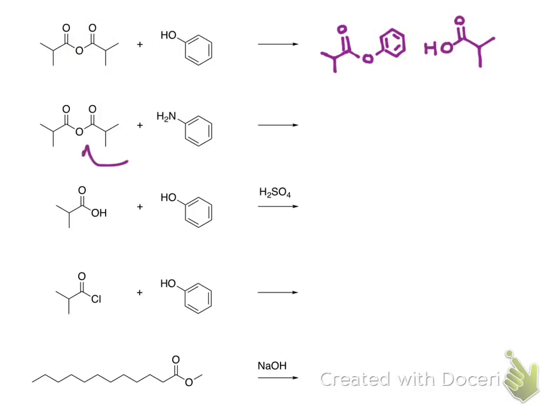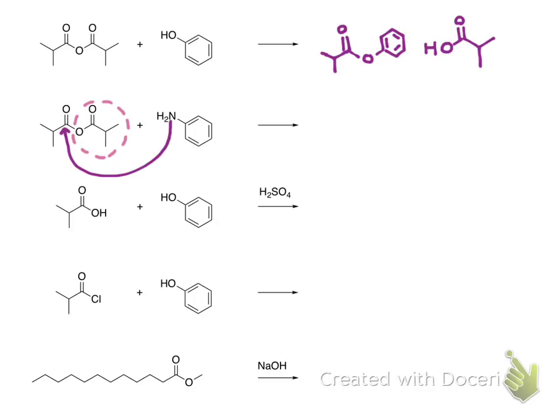For this next reaction, we have an acid anhydride and an amine. Very, very similar reaction, except now the amine is our nucleophile. So once again, our leaving group is going to be this fellow right here, and then we just need to picture what our nucleophilic attack is going to look like.